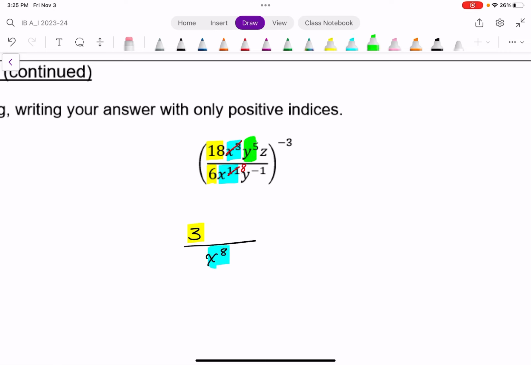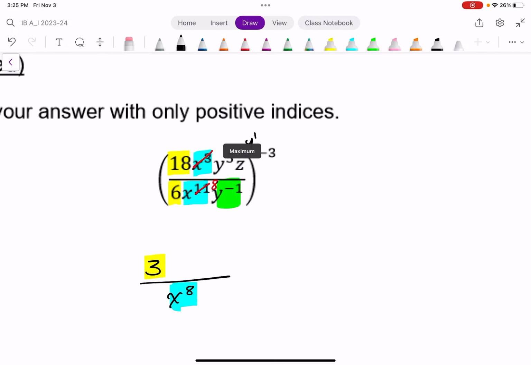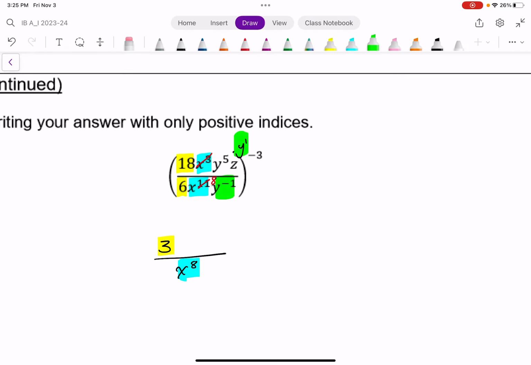Over here, I have y to the power of 5 divided by y to the power of negative 1. Now let me focus on this divide by y to the power of negative 1. Dividing by a power of y to the negative 1 is the same as multiplying by y to the positive 1. Instead of having y to the negative 1 in the denominator, it's equivalent to y to the power of 1 in the numerator. And then I just have y to the 5 times y to the 1, which is y to the 6.